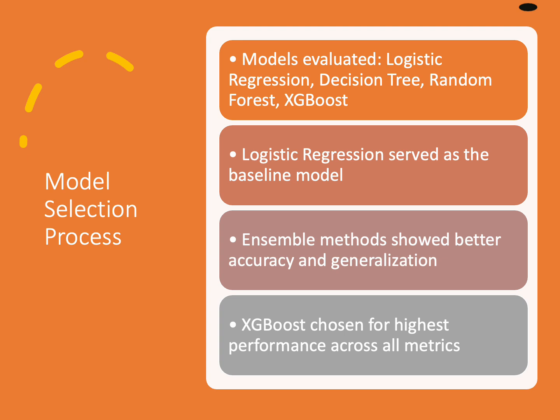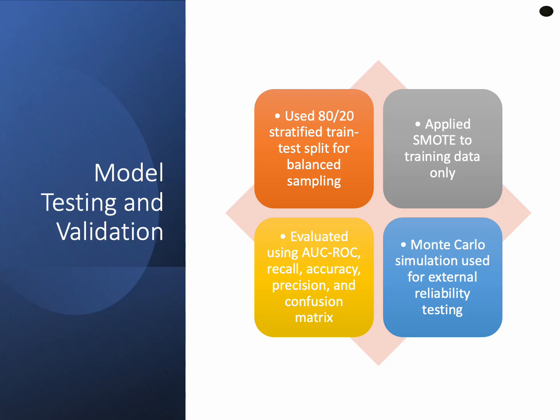Our focus was not only on accuracy, but also on ensuring that the model could generalize well and explain its predictions in a clinical setting. To ensure that our model generalized well to unseen data, we used an 80-20 train test split with stratified sampling to preserve class proportions. SMOTE was applied to the training set only, to balance stroke and non-stroke cases. Evaluation metrics include AUC-ROC, precision, recall, and confusion matrix.